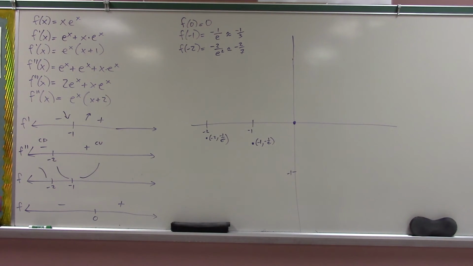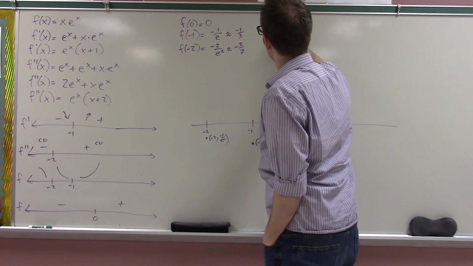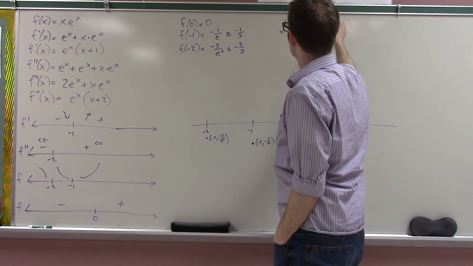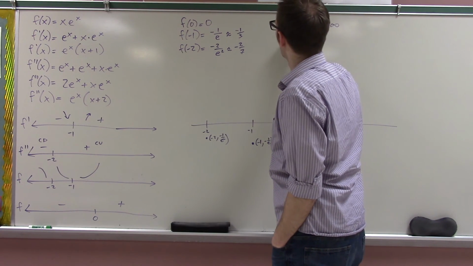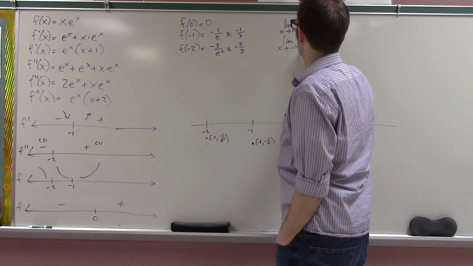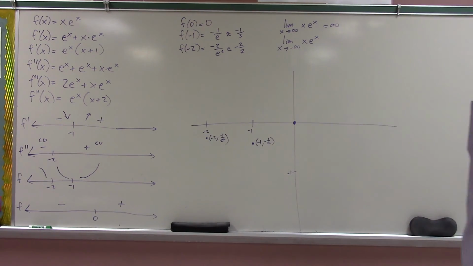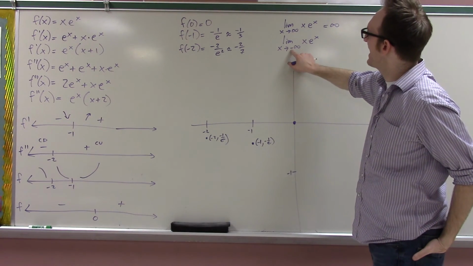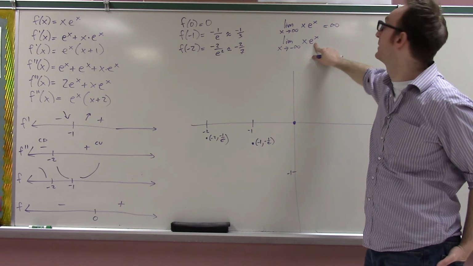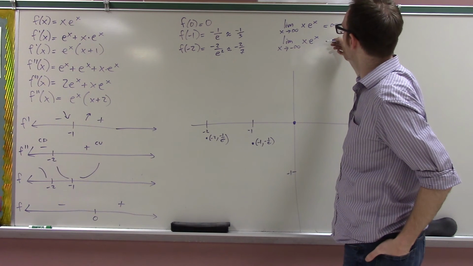And I think also that the end behavior is important. So what is the limit as x goes to infinity of x e to the x? Well, clearly that's infinity. What's the limit as x goes to -infinity of x e to the x? Okay, this is a little bit less obvious because as x goes to -infinity, that's like a huge number, but that is like a really, really tiny number.